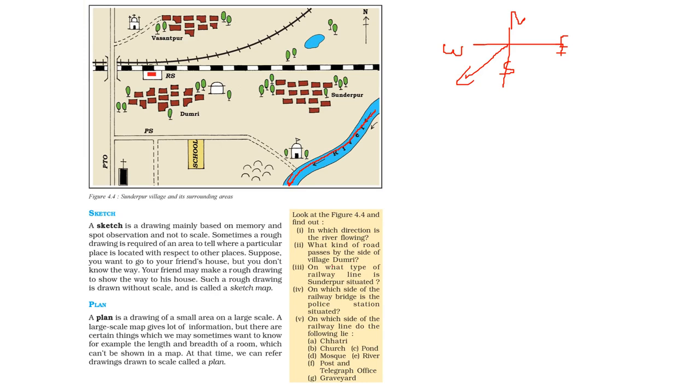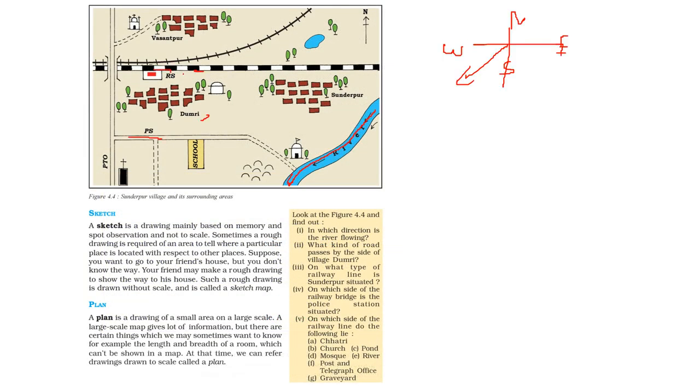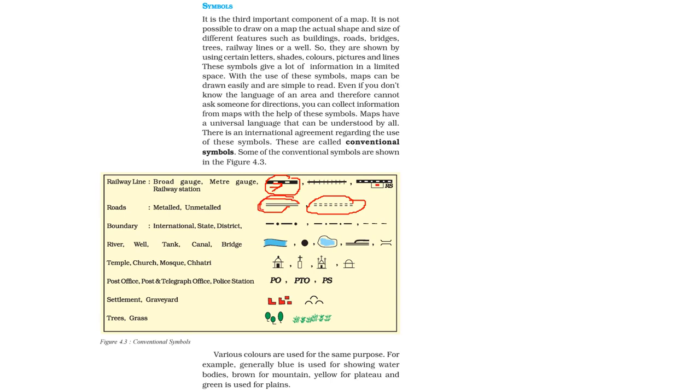What kind of road passes by the side of village Dumri? So this is the village Dumri. Here is a road. If you see, this is a road and this is a road. So let us see which one passes by here. There is a railway line, of course, a broad gauge railway line is there. But the question being asked is which is the type of road for Dumri? This is the road. So the road is this one, which is a metalled road.